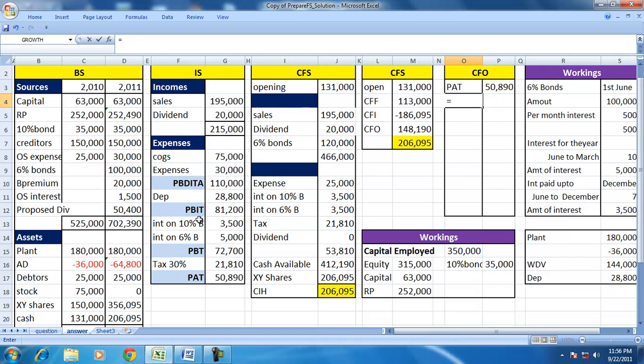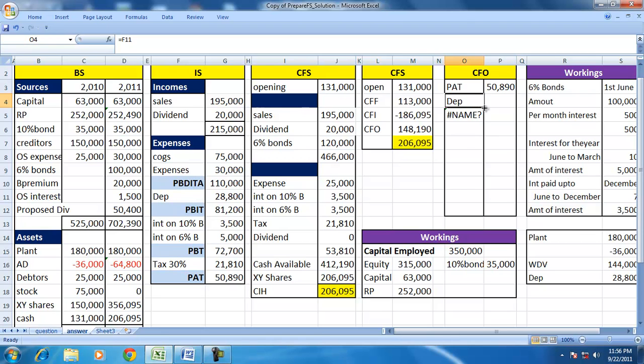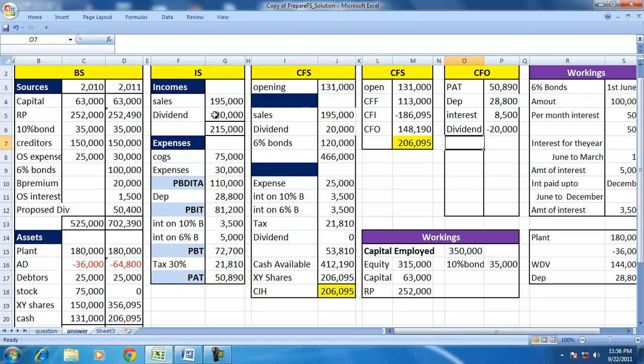The profit is not same as CFO because of depreciation, because of interest, and depreciation is 28,000. Interest, we add these two together, is non-operating as per AS3. Then dividend is an income and included in the income statement. Deduct that. Then you have the changes in working capital.